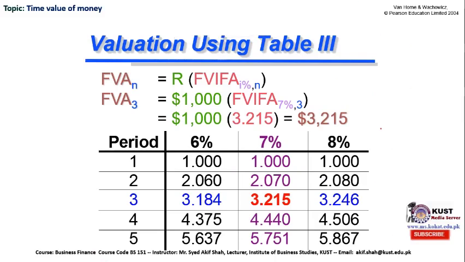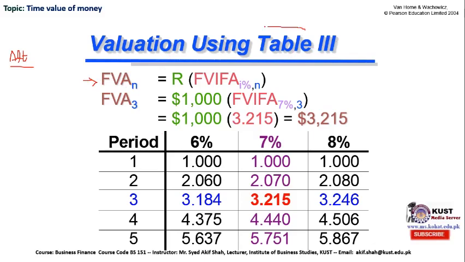Dear student, in this slide, we will see an alternative method to calculate the future value of ordinary annuity. This is the second method to calculate future value of ordinary annuity. Now, what is this? This is known as valuation using the table method.